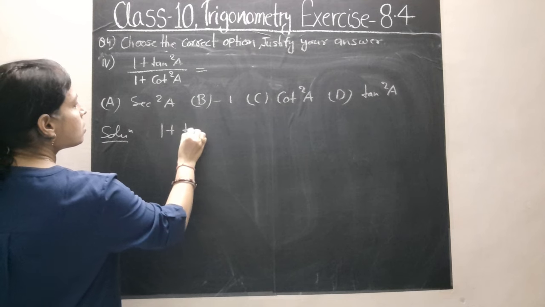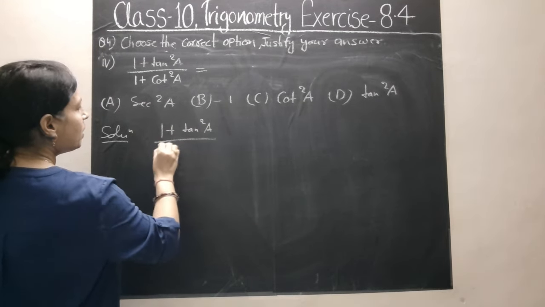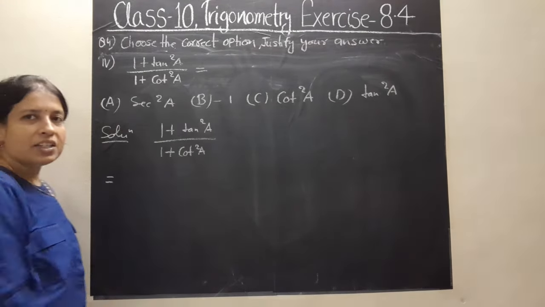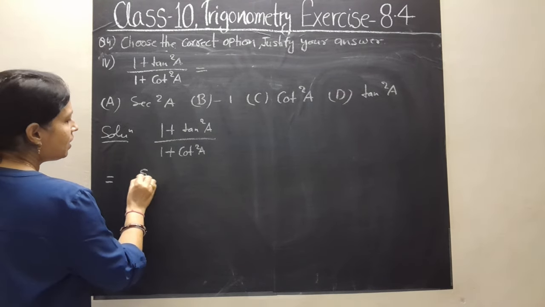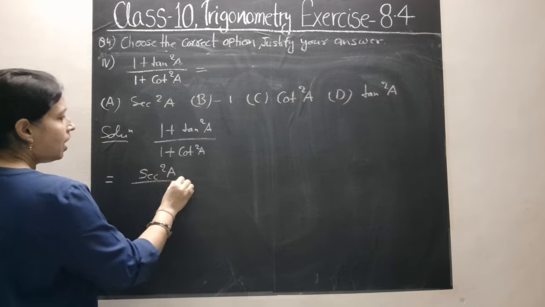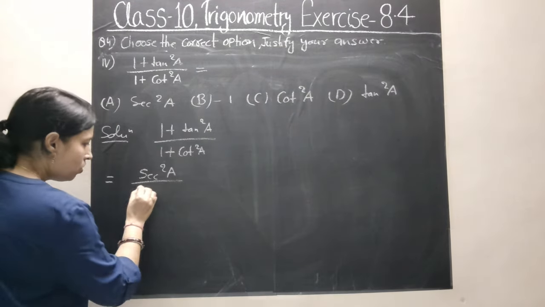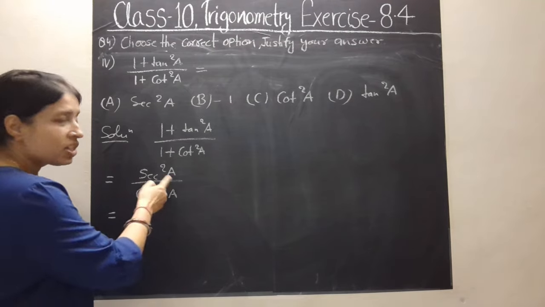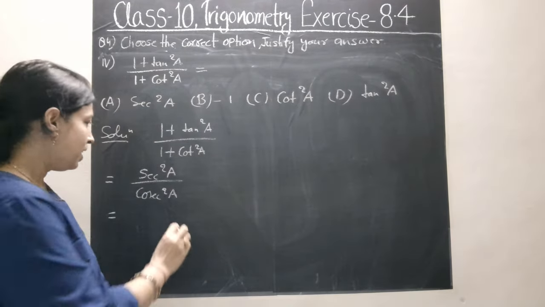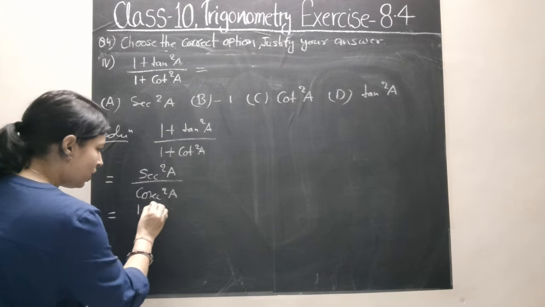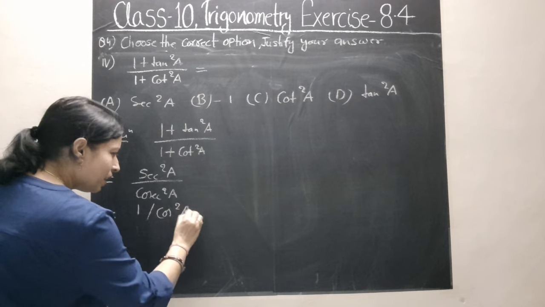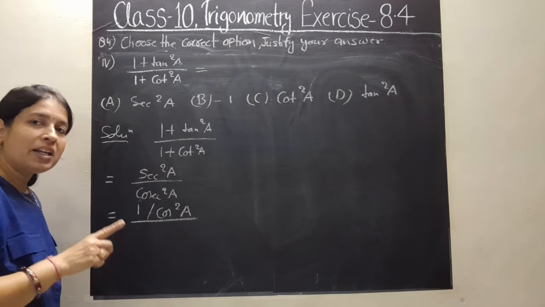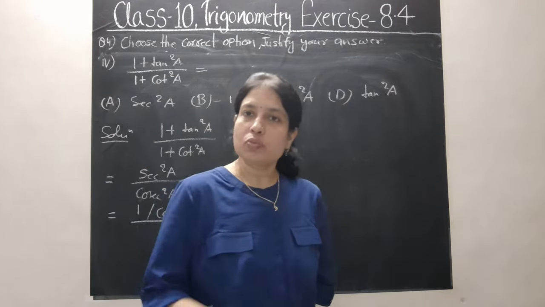First, given is 1 plus tan square A divided by 1 plus cot square A. So 1 plus tan square A is equal to sec square A, and 1 plus cot square A is equal to cosec square A. And sec square A will be 1 by cos square A. So in place of sec square A, you can write 1 divided by cos square A, and in place of cosec square A, you will write 1 divided by sin square A, because cosec A is equal to 1 by sin A.